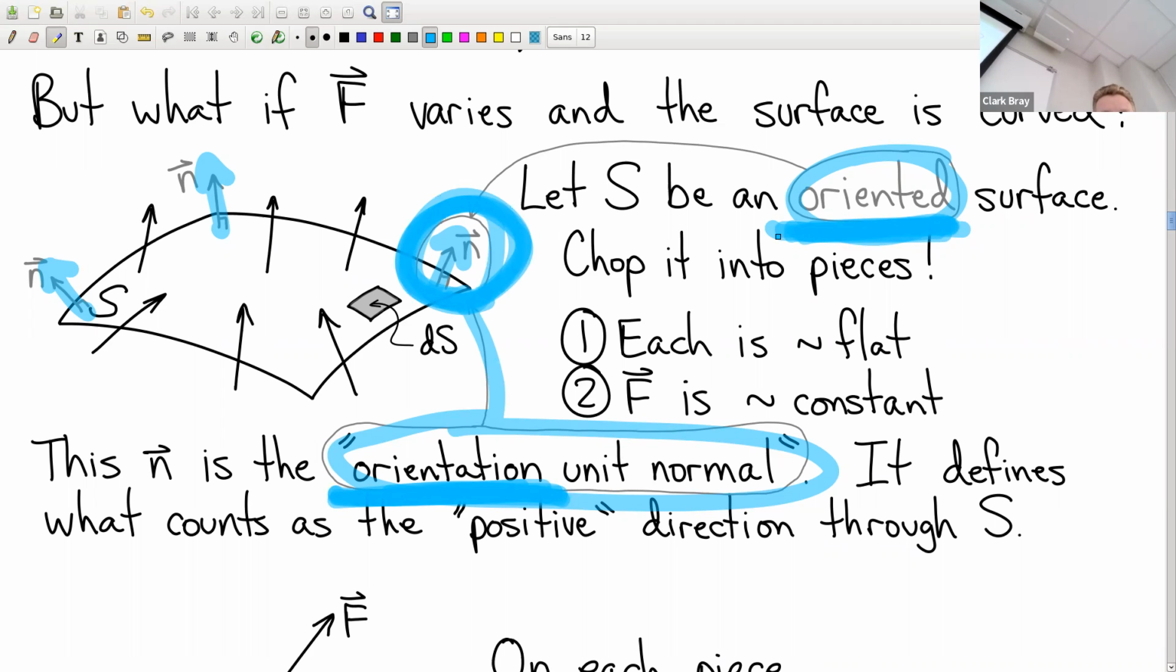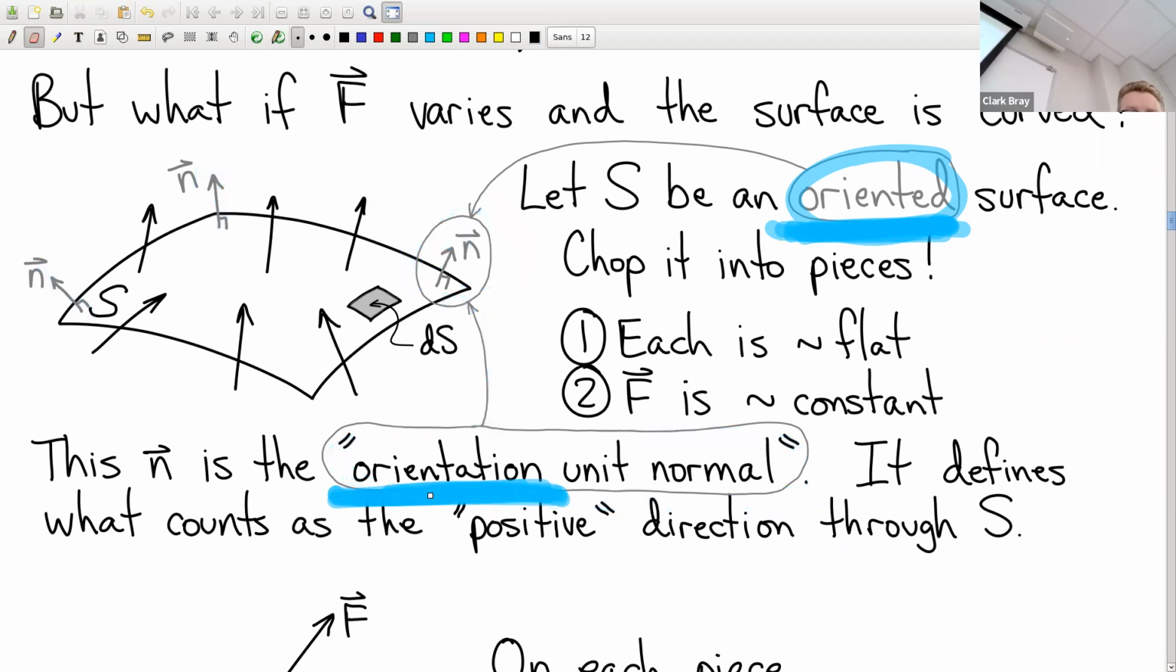Okay, what do you think? Everybody on board? Does that make sense? Seem reasonable? All right.